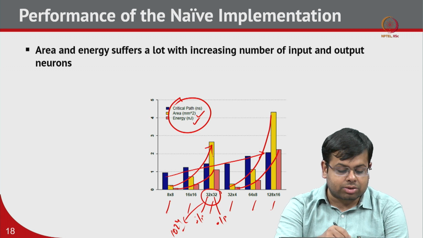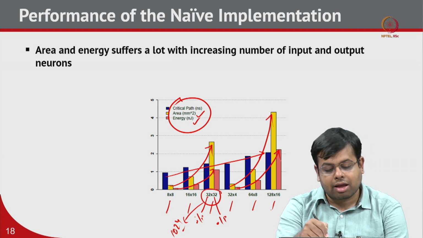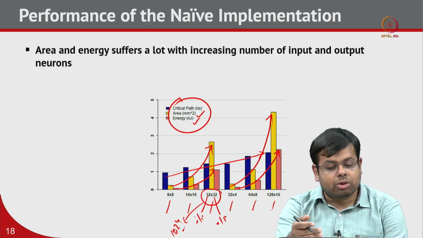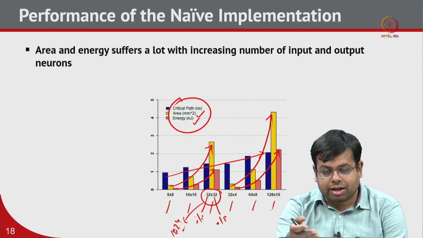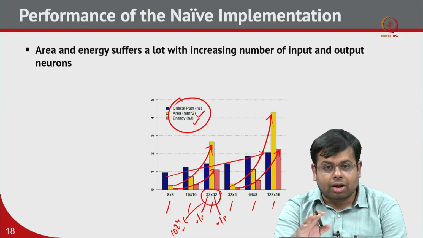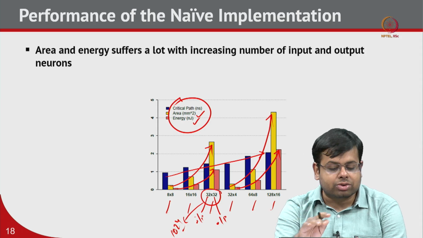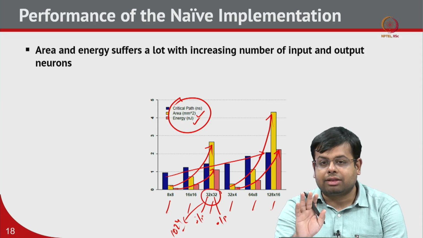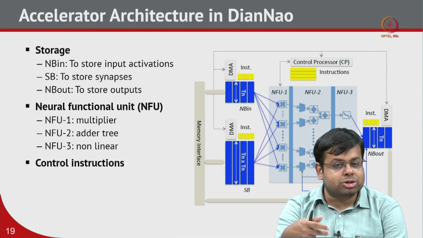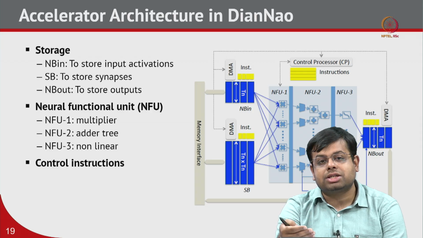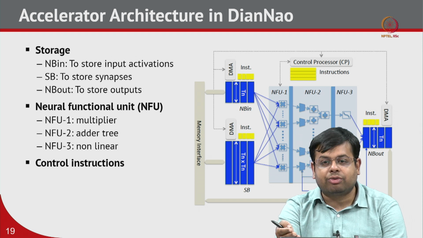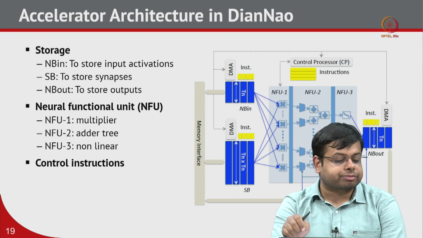So, that is a huge increase in energy as well as area if we have a hardware with a naive implementation of this fully connected layer. Now, that is not intended. We should not have that kind of hardware, and that is why DianNao proposed some specific hardware. It has a specific accelerator architecture which is tailored for deep neural network applications, or specifically for this fully connected layer.